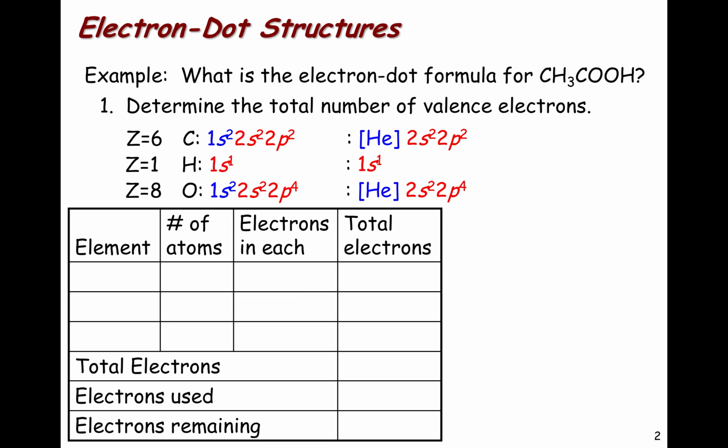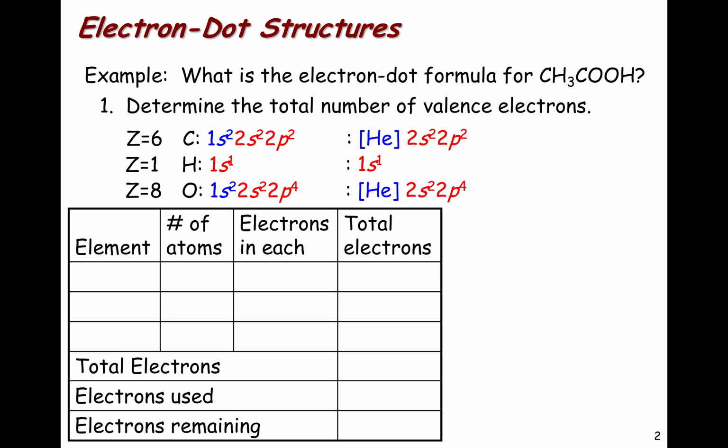In this particular case, you've been given a formula that is a structural formula. There's a carbon that's attached to 3 hydrogens. That carbon is also attached to a second carbon, which is bonded to 2 oxygens, and then one of those oxygens is bonded to a hydrogen atom.